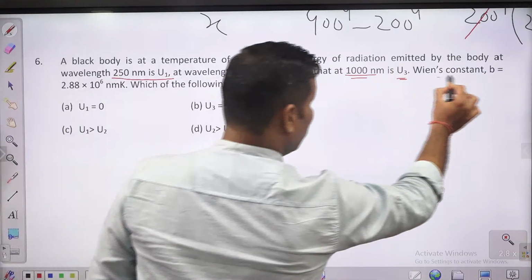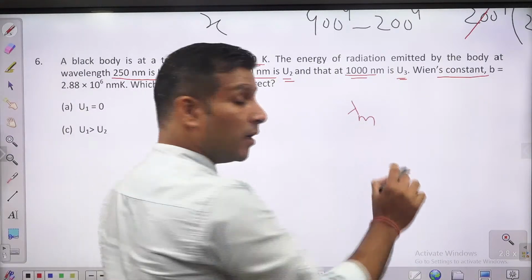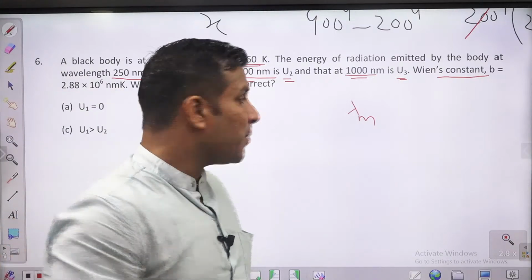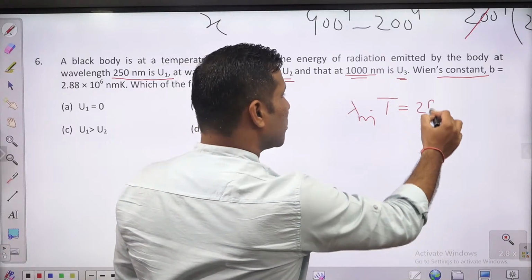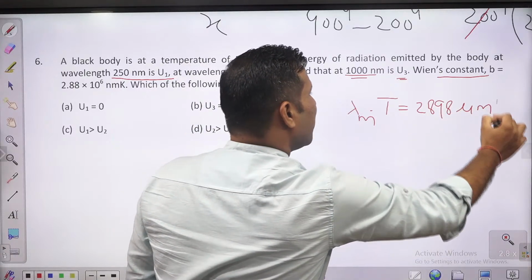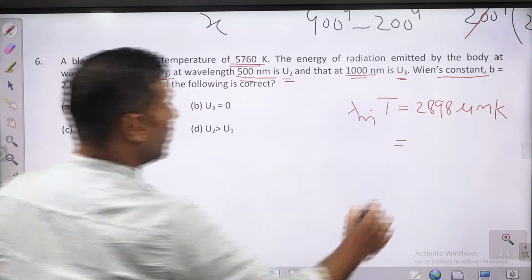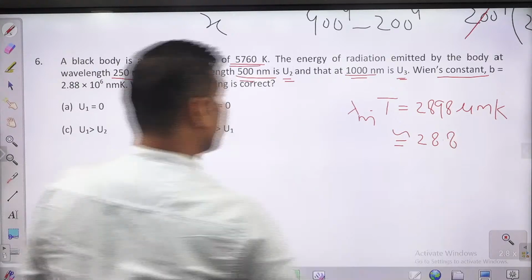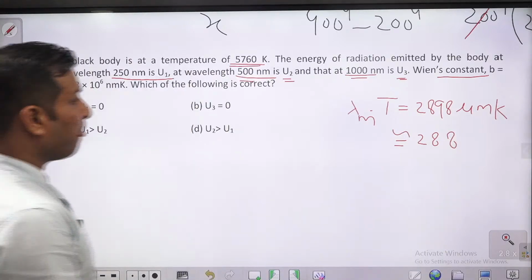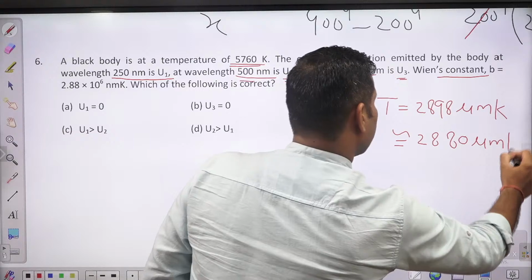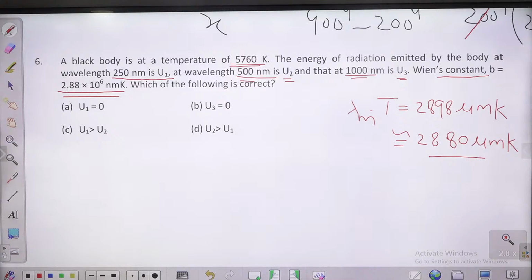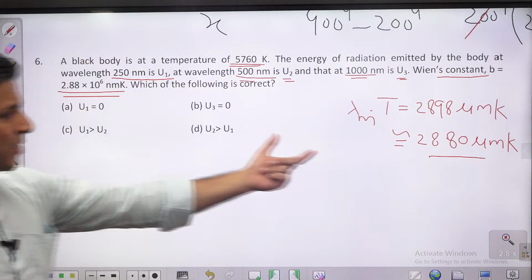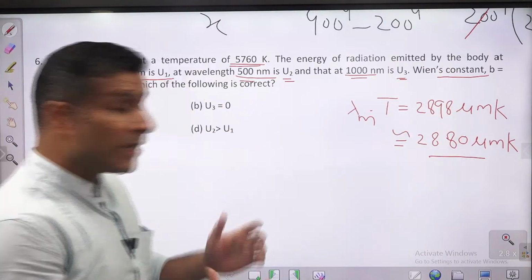So Wien's displacement law: lambda m, the product of the wavelength corresponding to maximum spectral emissive power and the absolute temperature of the body, is equal to some constant. Okay, actually we write this constant as 2898 micrometer Kelvin, but यहाँ पे उसने कुछ approximate value दे दी है. How much is the value? He is giving you 2880 micrometer Kelvin. Okay, so I'm not writing in nanometer, I'm writing in micrometer. So this value he has given you. The Wien's constant is 2.88 × 10⁶ nanometer Kelvin. So this you can write like this. Okay, so he is giving you some approximate value, so that the calculation will be easy.